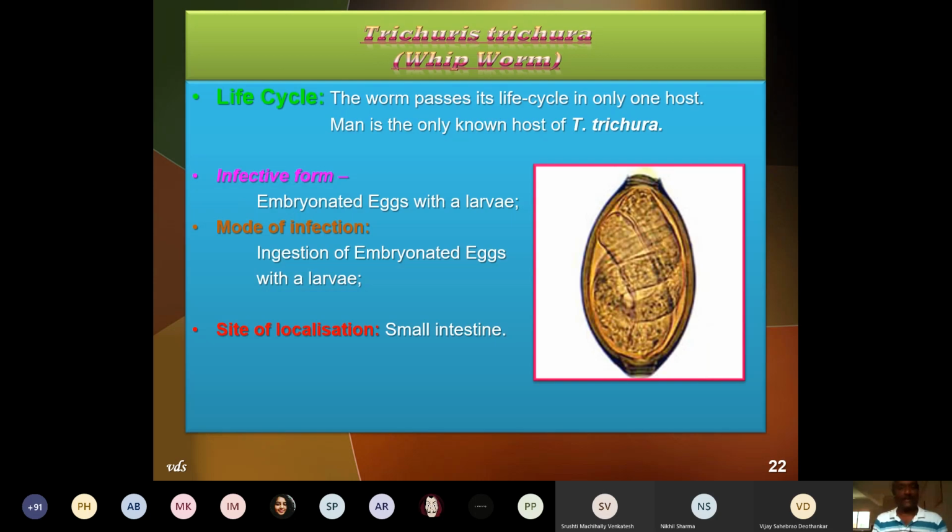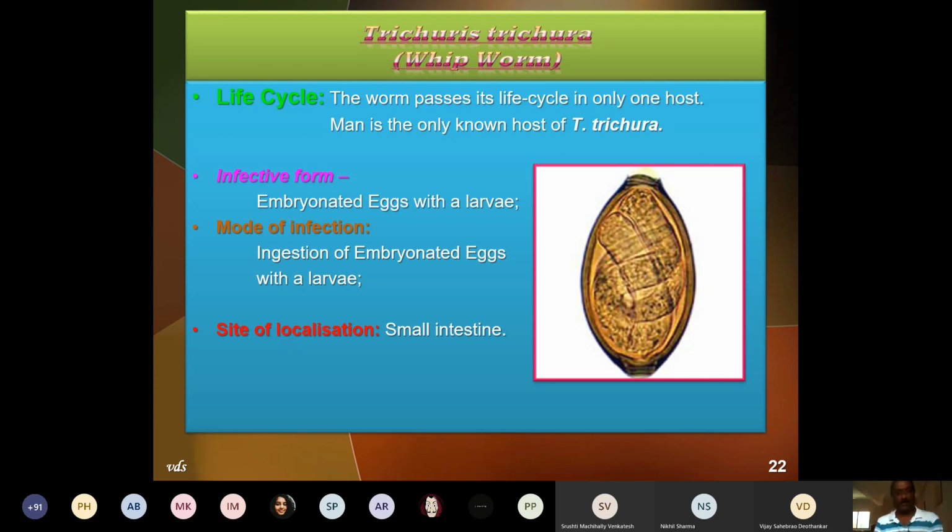The parasite passes its life cycle in only one host. Man is the only host of Trichuris trichiura. The infective form is the embryonated egg with a larva. Mode of infection is the same as that of Ascaris: ingestion of the embryonated egg with the larva. Site of localization is the small intestine.